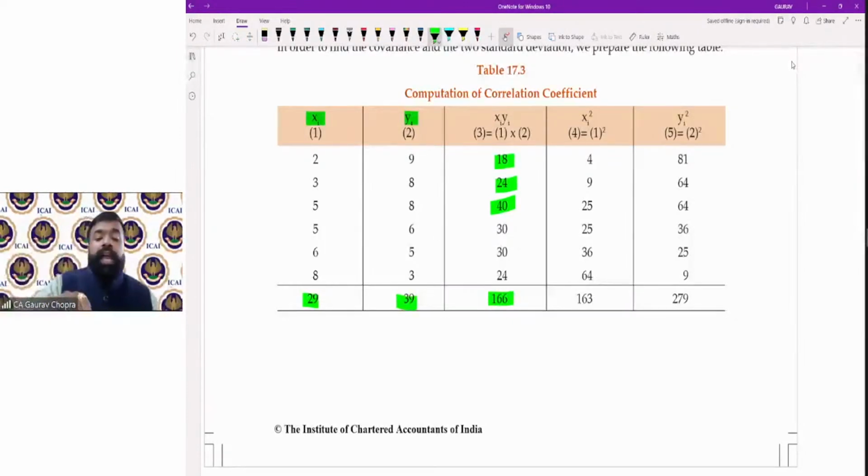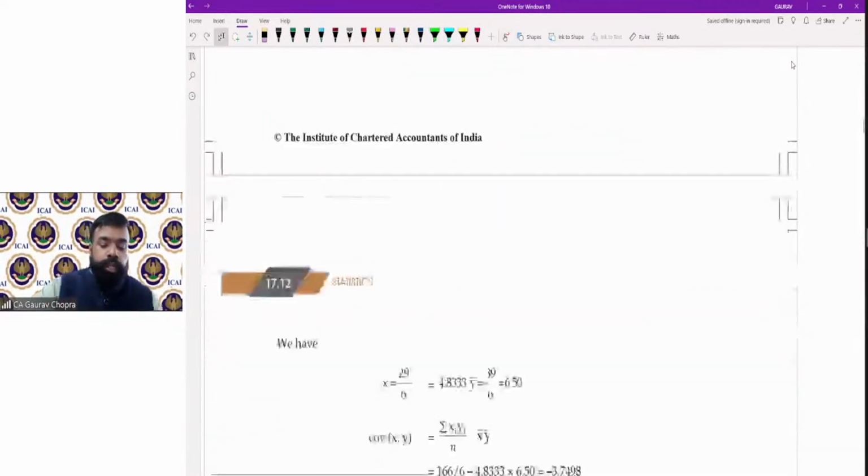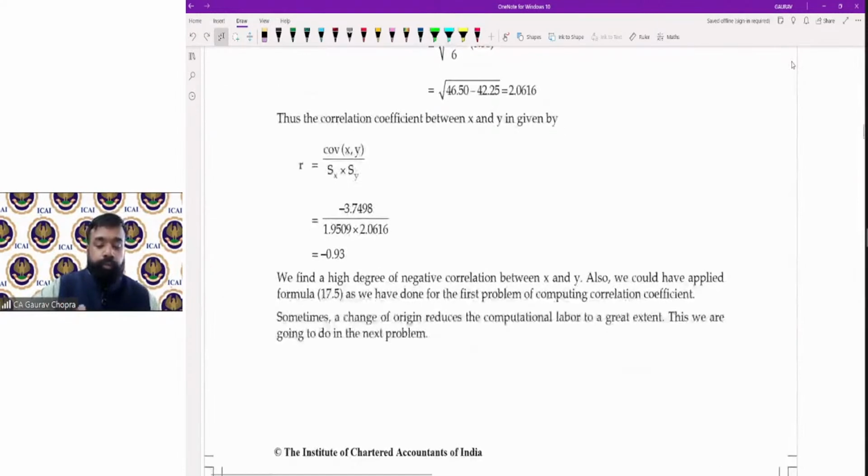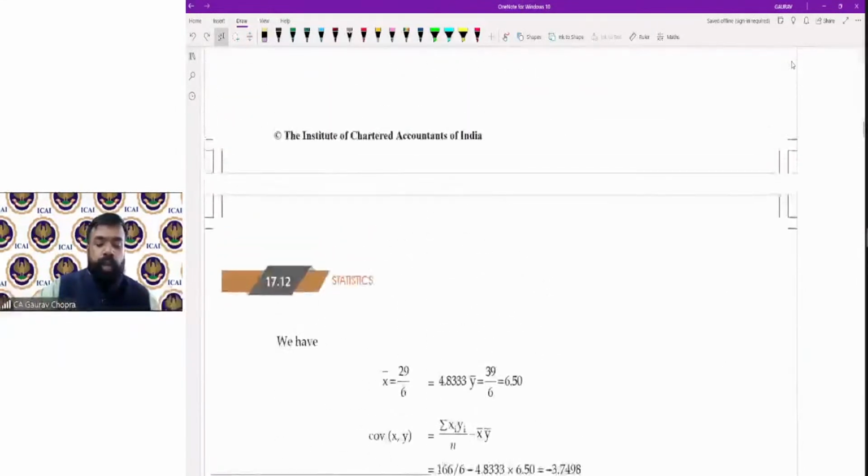और क्या required है? X square. So 2 square is 4, 3 square is 9, and so on. Similarly, Y square is also required. तो ये सब करने से क्या होगा? आपकी required values आ जाएंगी, okay? So you have got the required values. Now, after this, you have to simply substitute the value and get the result. So let's substitute in the formula. You can substitute in the formula and get the result.